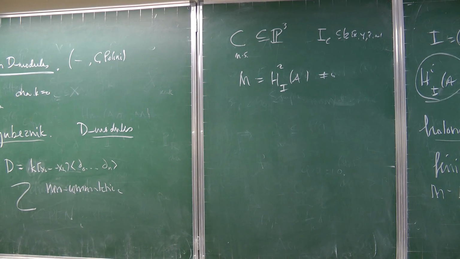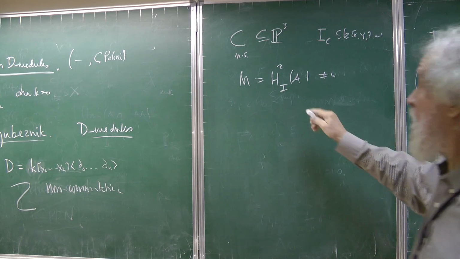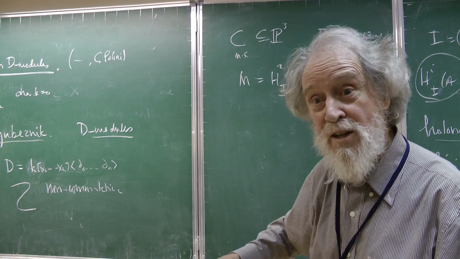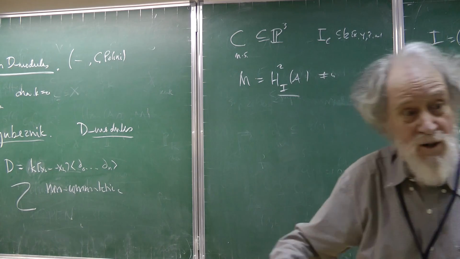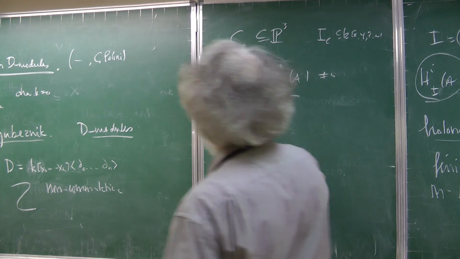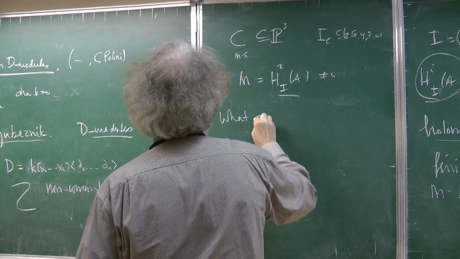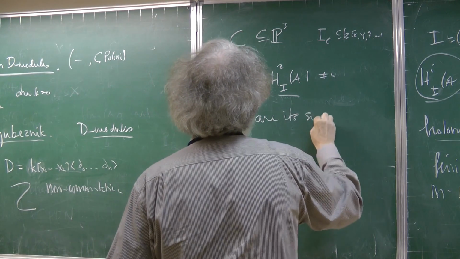So here's a holonomic D-module. And we asked ourselves, what are its simple components in its filtration? A holonomic D-module has a filtration. What are its simple components?